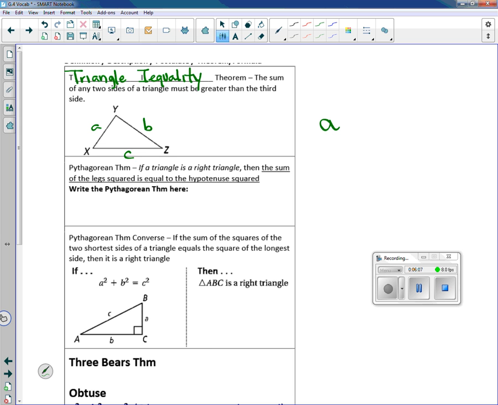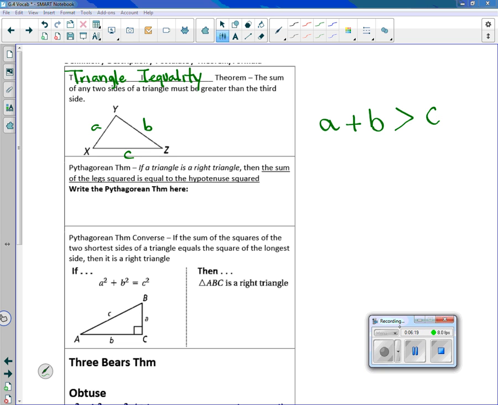If I take side a and side b and add them together, that sum must be bigger than that third side, c. Now, this makes logical sense if you think about it. If this was my home and this was my school, and my friend's house was over here, and I drove from my house in a straight line, like a bird would fly, to the school, it would be some distance. I'm going to call it c here.